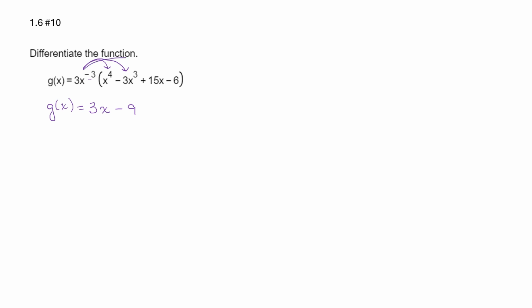Okay, continuing on here. We'll have 3 times 15 gives us a positive 45. And remember, there's the unseen exponent here, so adding the exponents, -3 plus 1 gives me x to the -2. And then finally, 3 times -6 is -18, and we bring the x to the -3 along.